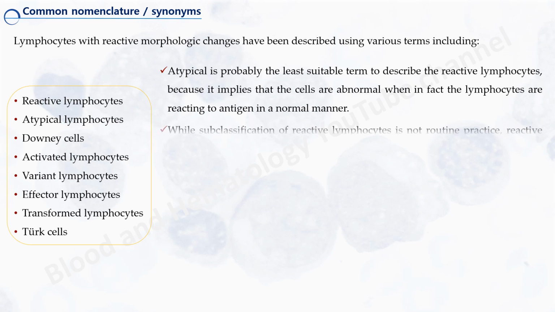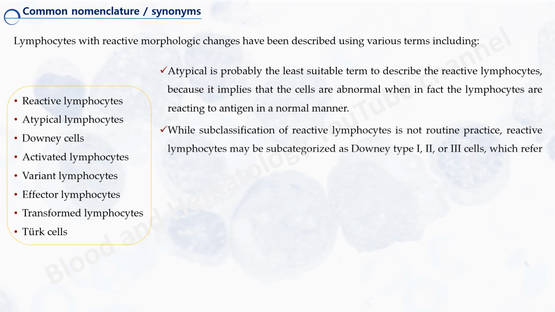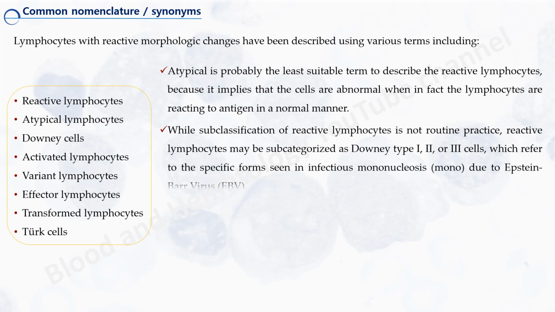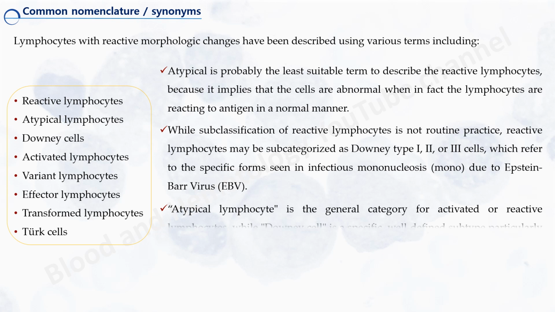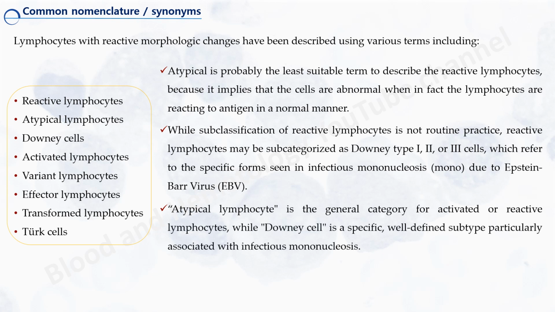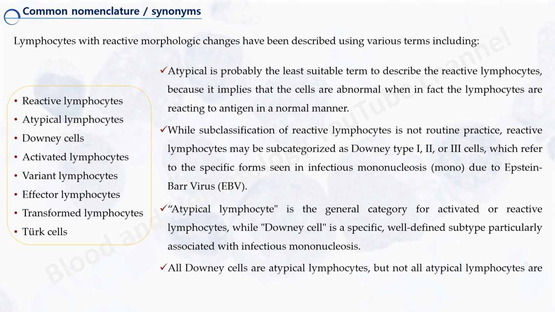While subclassification of reactive lymphocytes is not routine practice, reactive lymphocytes may be subcategorized as Downey type 1, 2, or 3 cells, which refer to the specific forms seen in infectious mononucleosis due to EBV. Atypical lymphocyte is the general category for activated or reactive lymphocytes, while Downey cell is a specific well-defined subtype particularly associated with infectious mononucleosis. All Downey cells are atypical lymphocytes, but not all atypical lymphocytes are Downey cells.